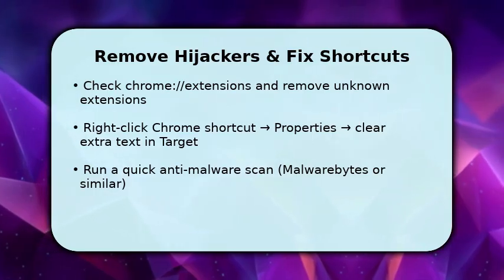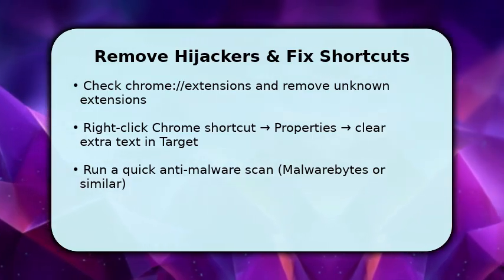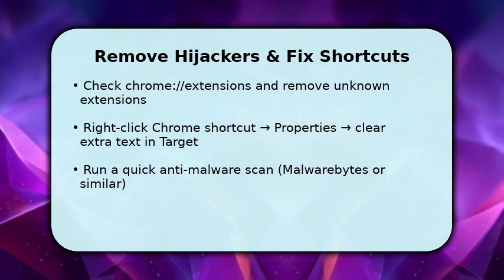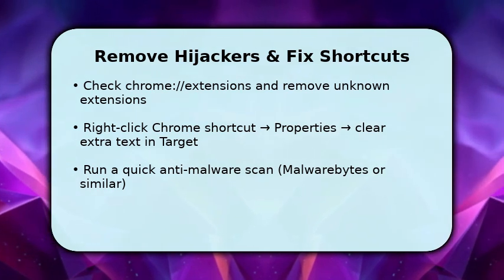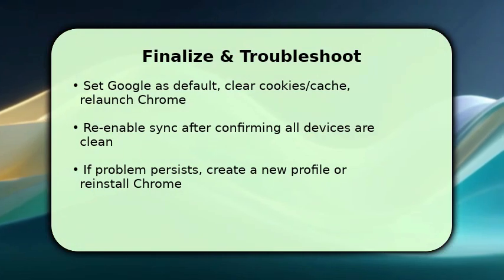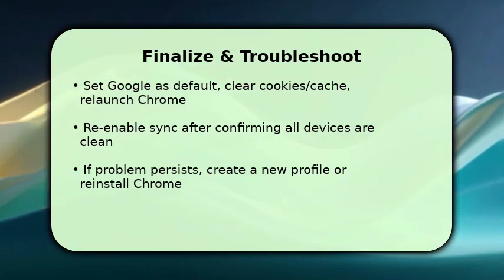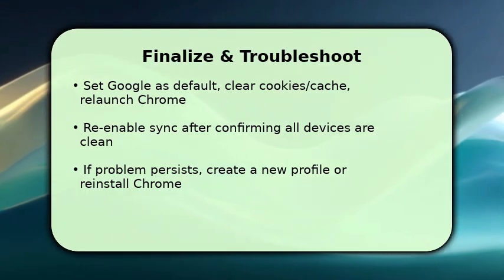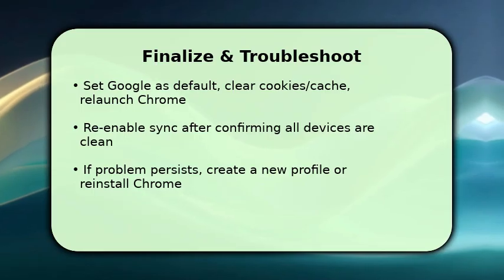Also open chrome://settings/reset and choose to restore settings to their defaults. Finish by explicitly setting Google as the default search engine, clear cache and cookies, then restart Chrome so changes take effect. Once everything looks correct, re-enable sync but verify other devices are also clean to avoid reintroducing Bing.